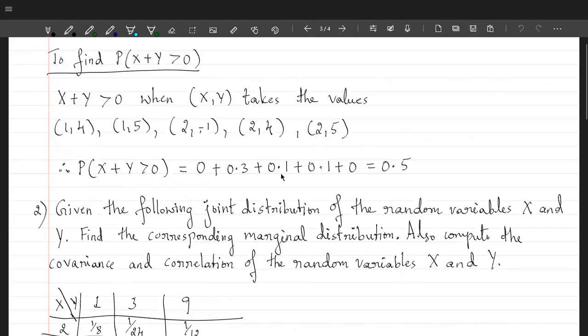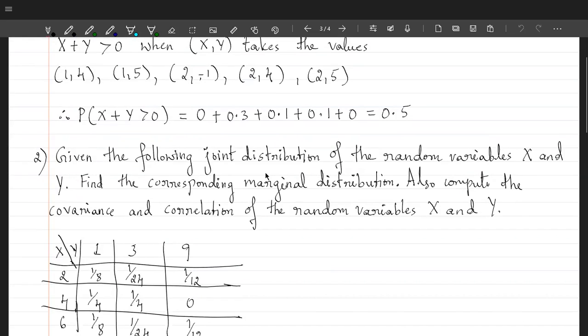So we take this case also. This is the probability, 0.1. 2, 4 also can be considered and the probability is 0.1. 2, 5 also can be considered and the corresponding probability is 0. So the probability that P of x plus y is greater than 0 will be equal to 0.5. So please note, when you want to calculate P of x plus y greater than 0, you will have to take all those pairs x, y, so that the total x plus y should be greater than 0.